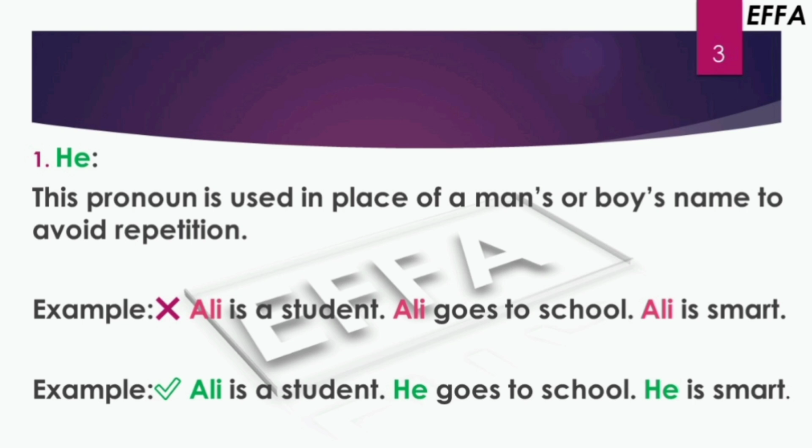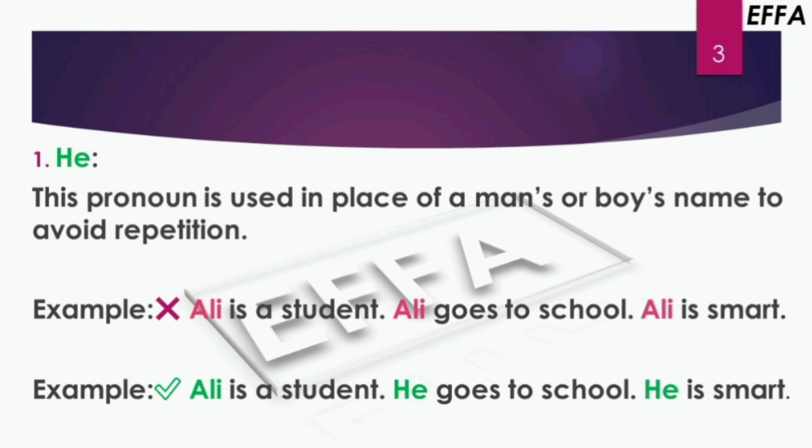First, let's talk about the pronoun he. This pronoun is used in place of a man's or boy's name to avoid repetition. For example, Ali is a student. Ali goes to school. Ali is smart. Dear friends, these sentences are incorrect because the name Ali is repeated several times.